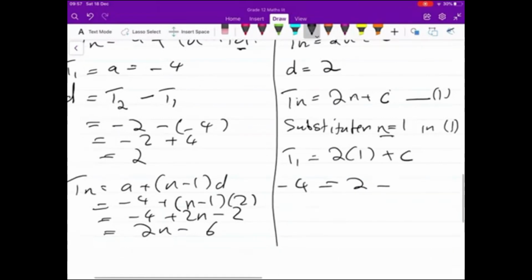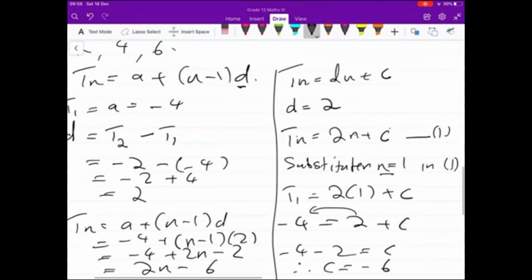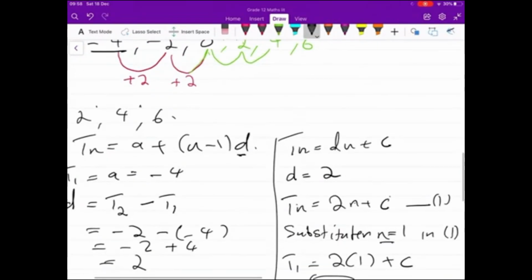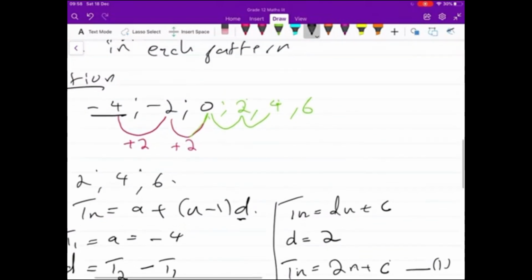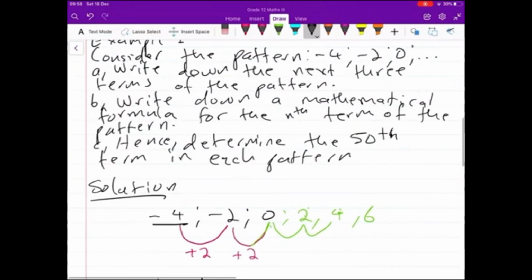So minus 4 equals 2 plus c. Apply the additive inverse, so that you have minus 4 minus 2, which equals c. Therefore, c equals minus 6. Therefore, you have all your values: Tn equals 2n minus 6. I'm talking quickly because these are things that I assume you have done, so we don't have to spend much time on them.